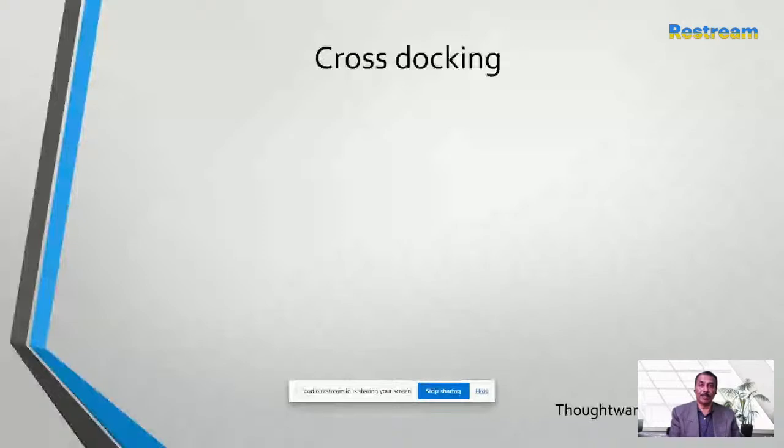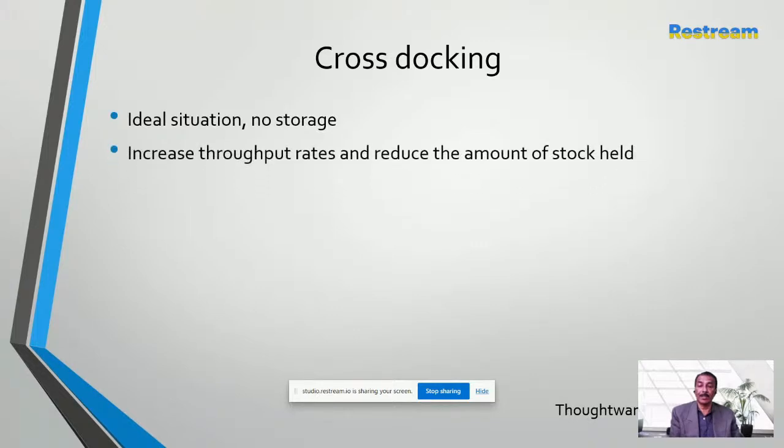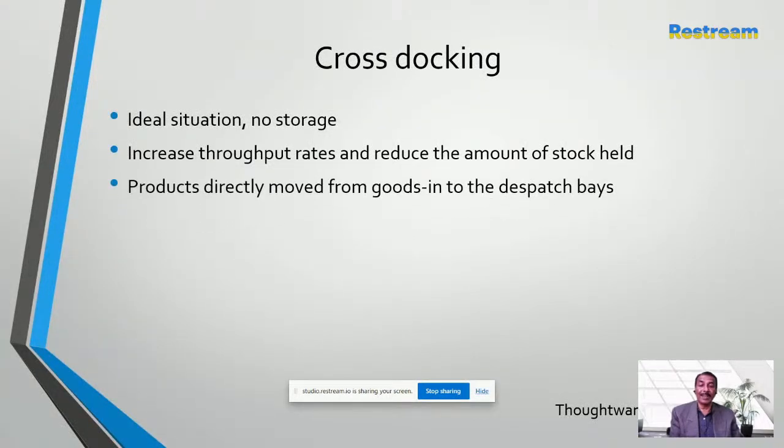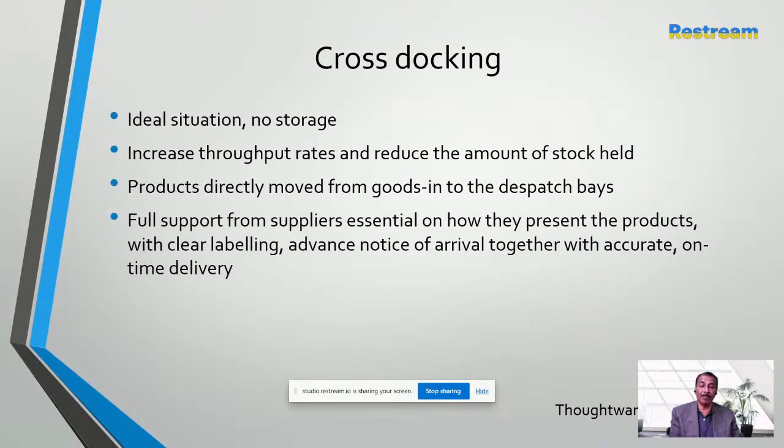So most organizations strive to come to this format, and you may see more and more organizations doing this format, which also involves some technological intervention, apart from some alliance with the vendors and customers. Okay, it definitely increases the throughput rate and reduces the inventory level. Product is directly moved from goods receipt into the dispatch bay.